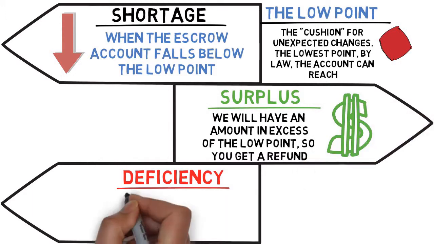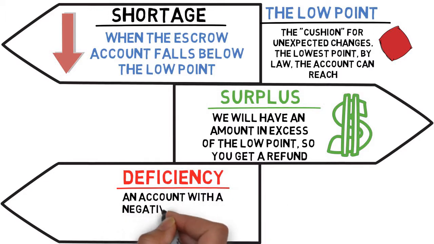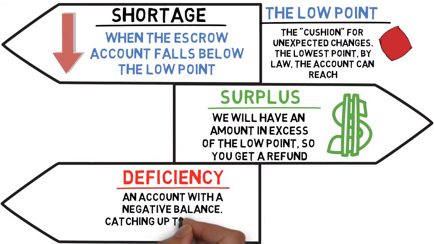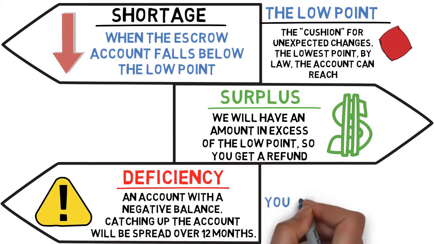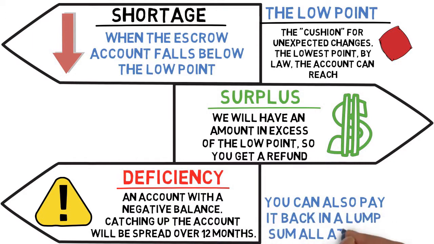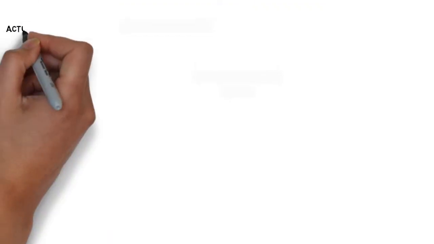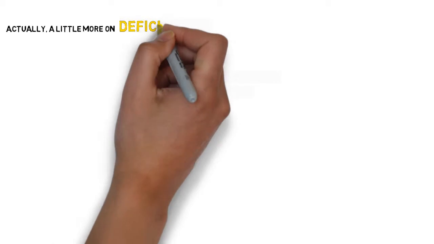Deficiency. This happens when your escrow account has a negative balance when we do the analysis. We have to bring this back into the correct amount, and we will, by default, spread that difference out over 12 months. You can also just pay the deficiency up front if you would like. Actually, a little more on deficiencies.